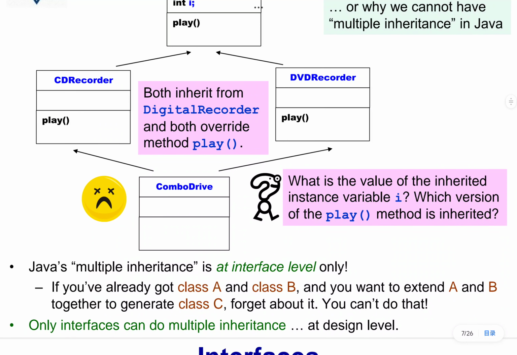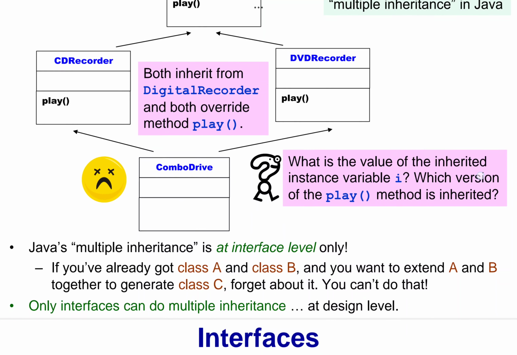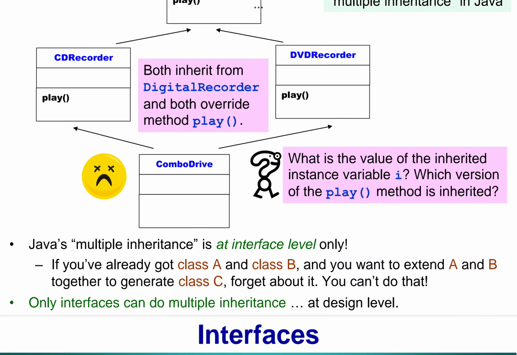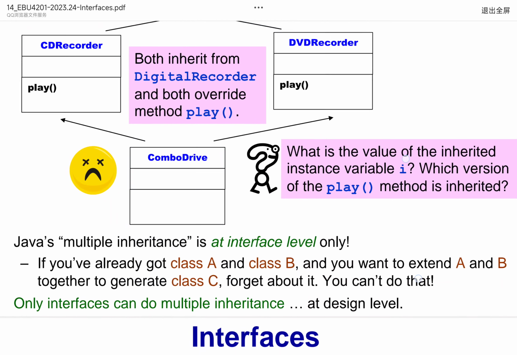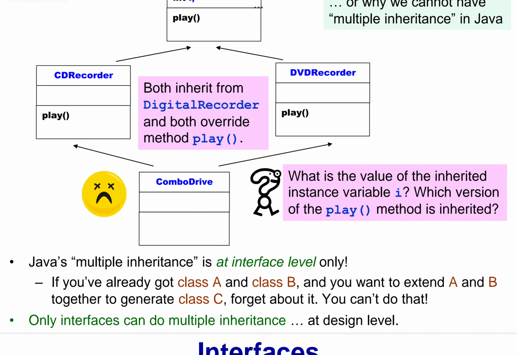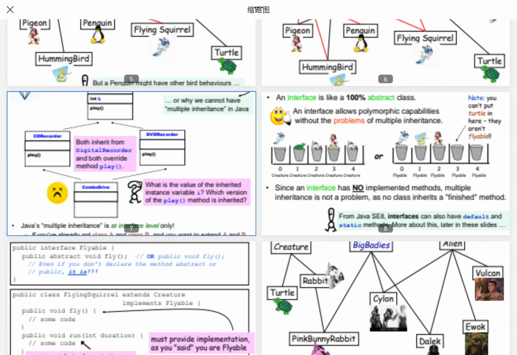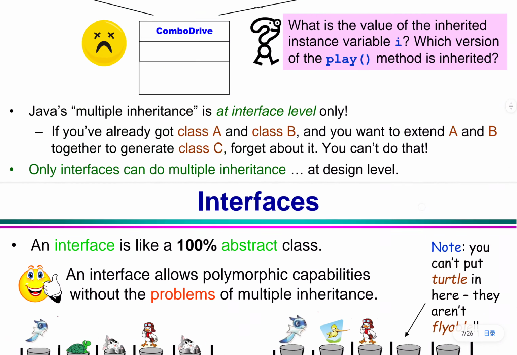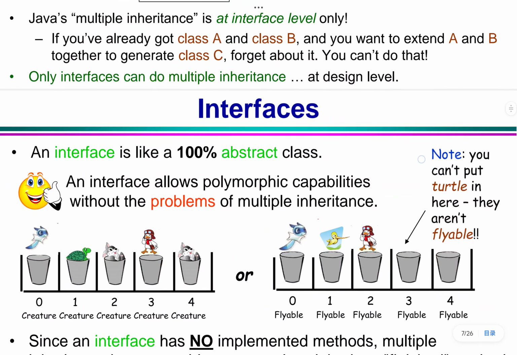Which version of the play method is inherited? Java's multiple inheritance is at interface level only. If you already have class A and class B, and you want to extend A and B together, just forget about it. You cannot do it. Interfaces can do multiple inheritance at the design level. Multiple inheritance is at interface level. We cannot extend both A and B.